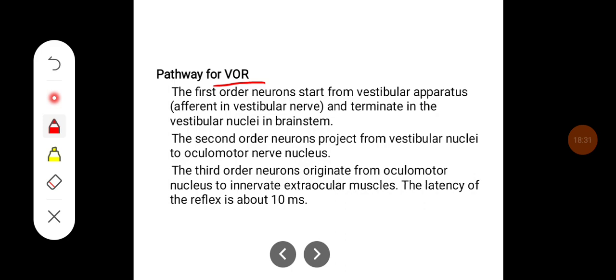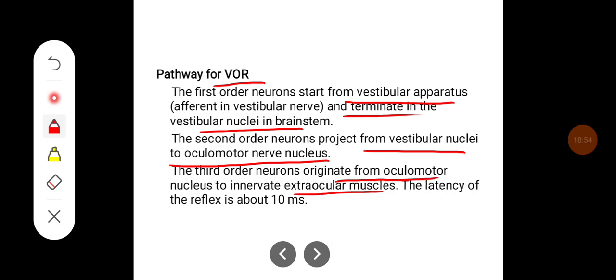Pathway for vestibular ocular reflexes. The first order neurons start from the vestibular apparatus and terminate in the vestibular nuclei in the brainstem. The second order neurons project from the vestibular nuclei to the oculomotor nerve nucleus, and the third order neurons originate from the oculomotor nucleus to innervate extraocular muscles. The latency of this reflex is about 10 milliseconds.